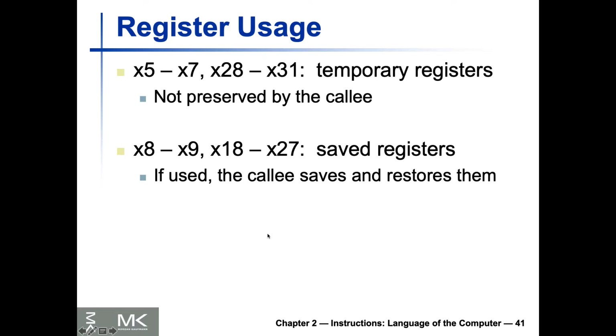So let's just have another recap of the types of registers we use here. So x5 up to x7 and x28 up to x31 are going to be the temporary registers. And x8 and x9 and x18 up to x27 will be used for saved registers. Okay. Now that was one of the examples of a leaf procedure.